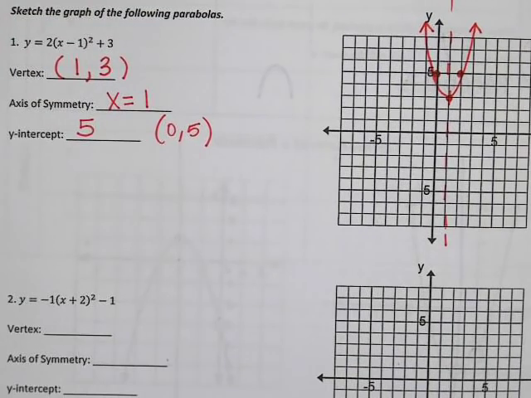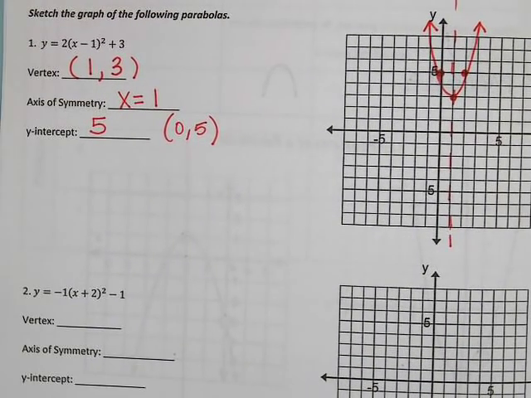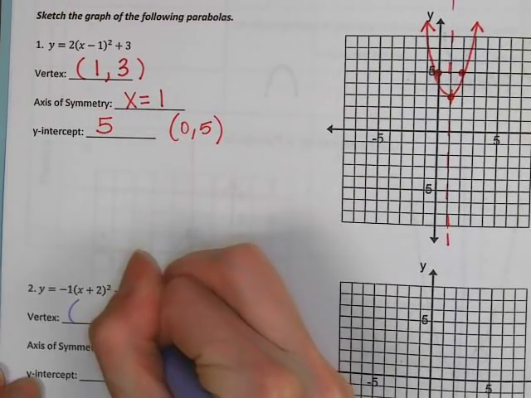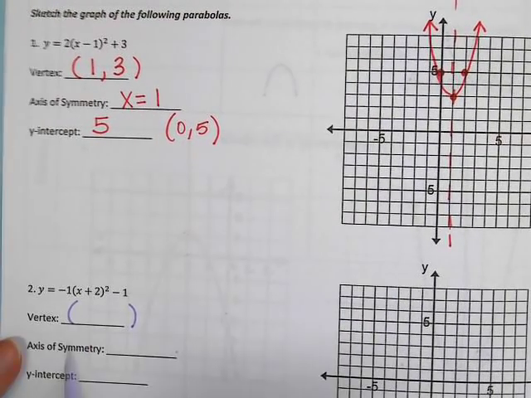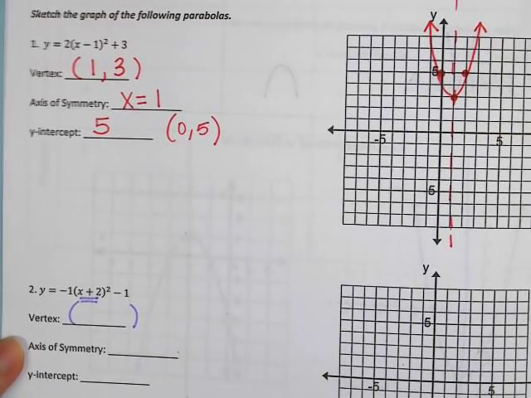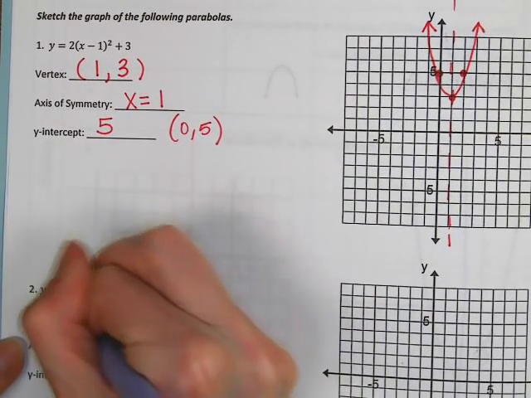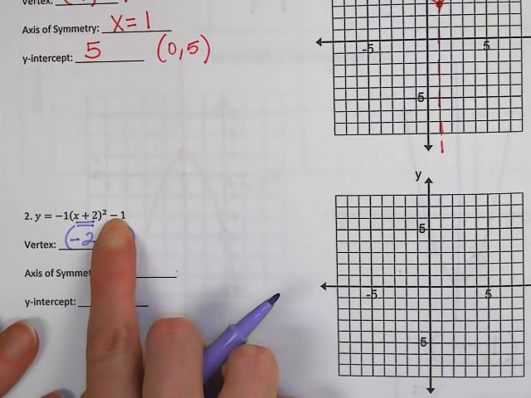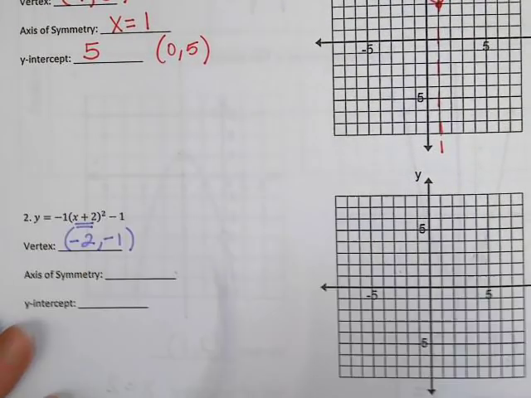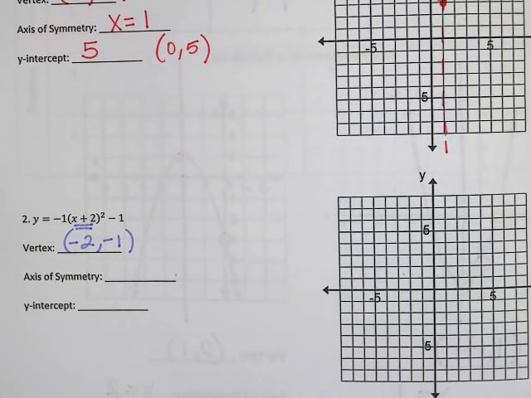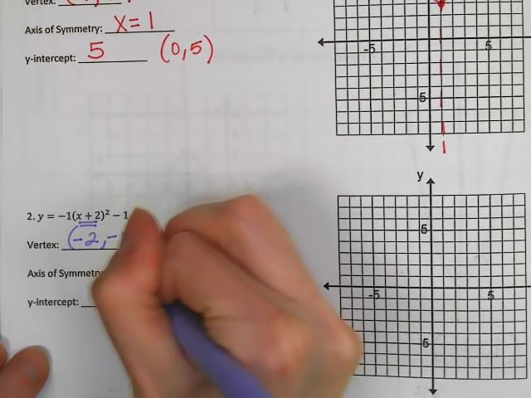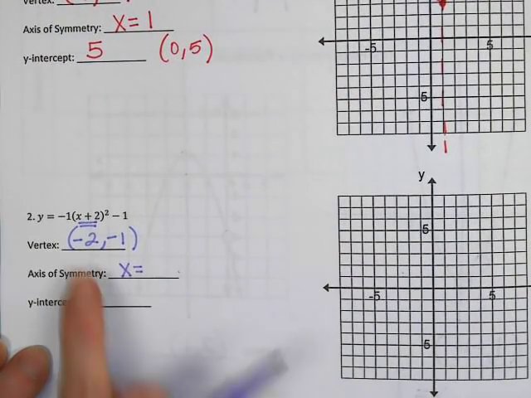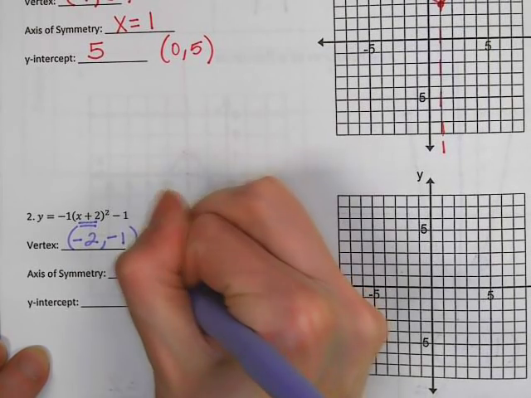All right, let's try one more from scratch though. Number 2. Vertex (h, k). Remember, the h is always opposite of what it looks like here. So it's -2, comma, the k is the same, so -1. So (-2, -1). The line of symmetry is x equals whatever the h was, so -2.